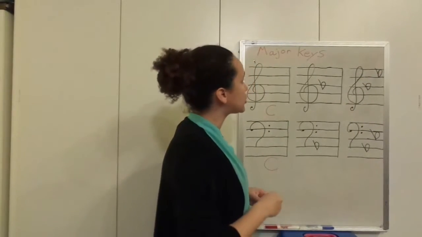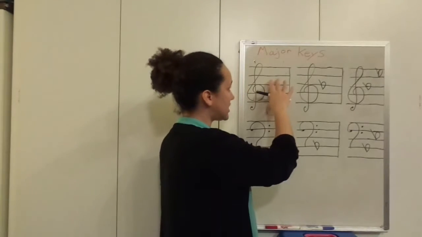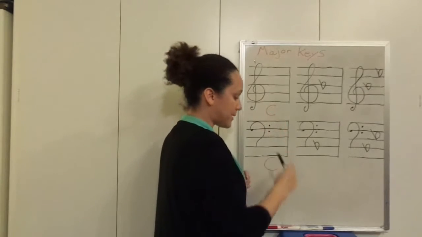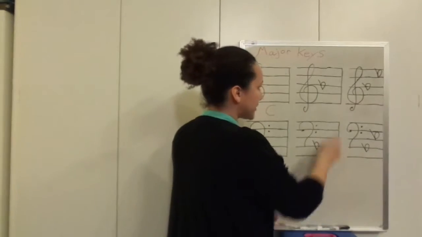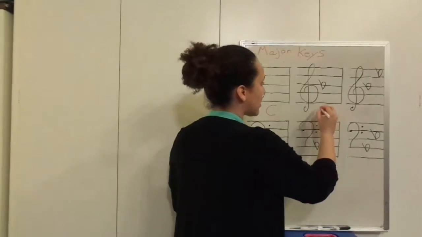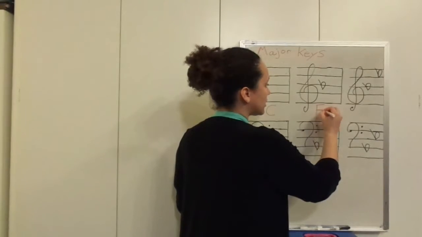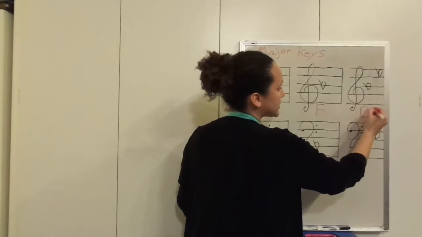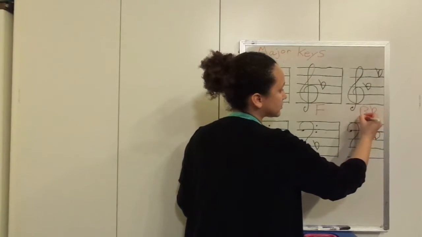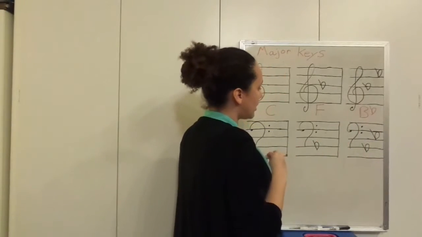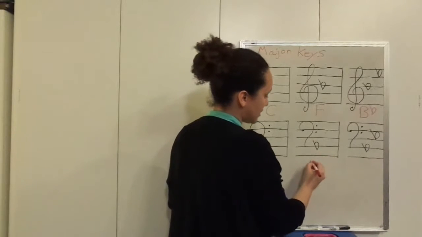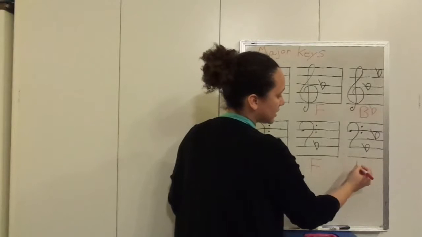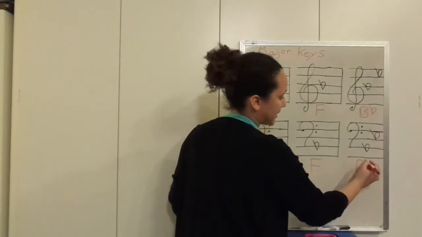So this gives us two more keys. Our C again has no sharps, no flats, both in the treble clef and the bass clef. But over here, one flat is our F major, and two flats is our B flat major.